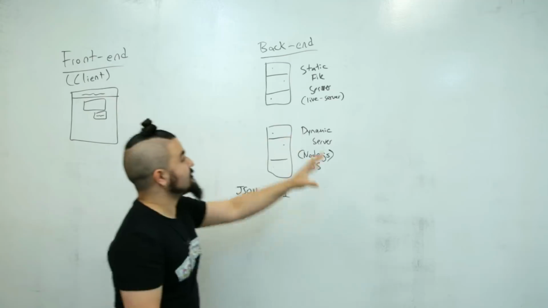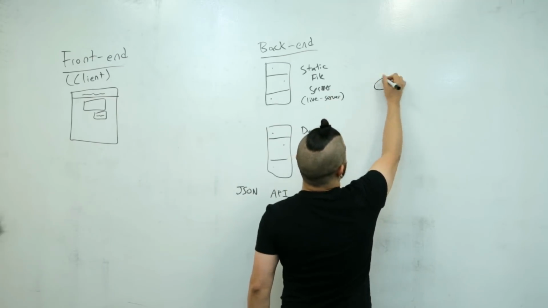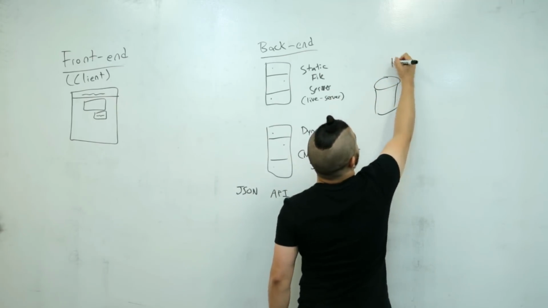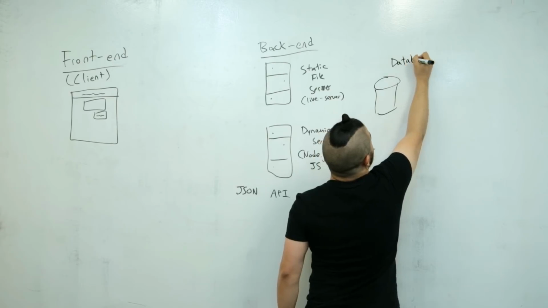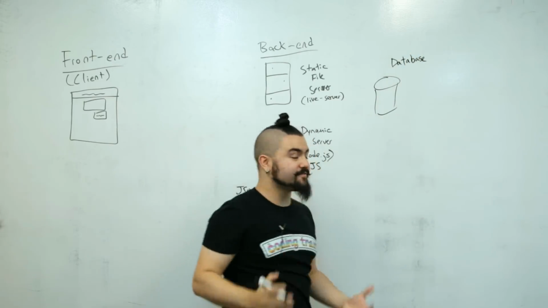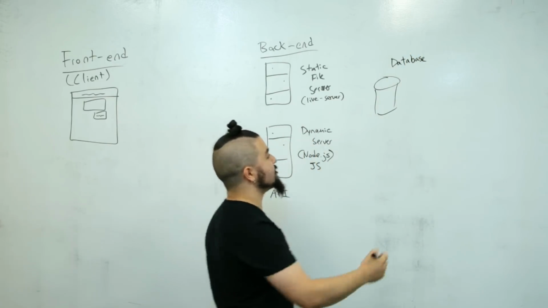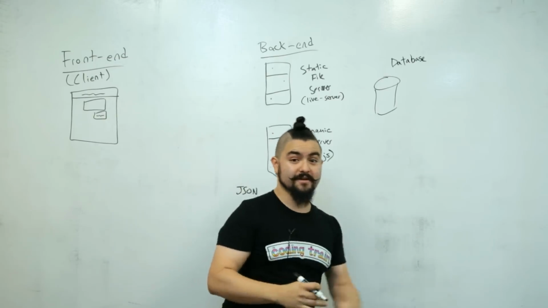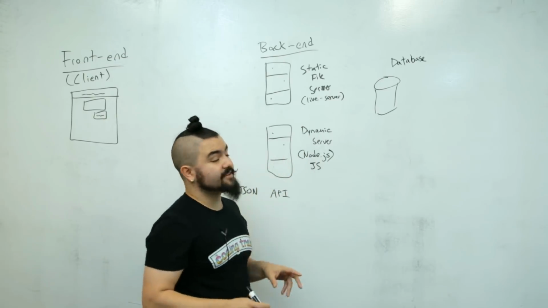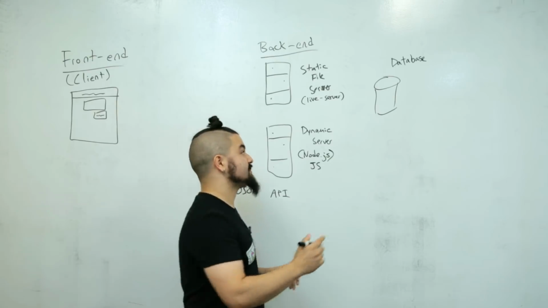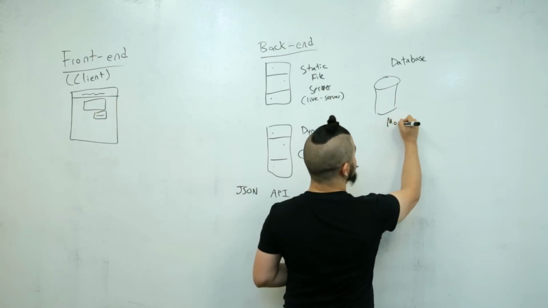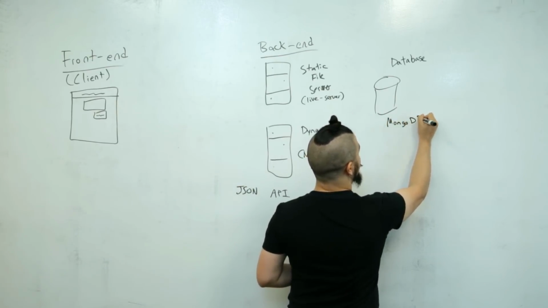And then another part of the backend is the database. And that usually is drawn like this. The database. And there are lots of different things you can use for your database. You might have heard of SQL. You might have heard of NoSQL. Today specifically, we're going to be using a NoSQL database called MongoDB.